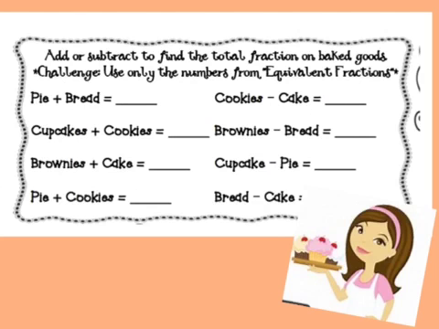Now that you have found common denominators for all of the items in the bakery, it should be easy to add them together. This part of the sheet wants you to add different items together. Remember, when fractions have common denominators, you just have to add the top numbers. So you will take the fraction for pie and add it to the fraction of bread, remembering to add the top numbers but leave the same common denominator.